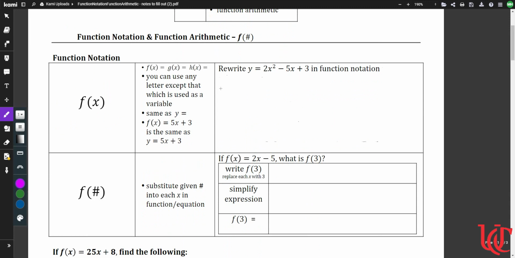in function notation. All we have to do is pick which letter we want. We want to call it function f, g, or h, or any other letter that we like. I'm going to call this h of x because the variable that I see on the right-hand side is x. So I'm going to say that this is the h rule. And then I just rewrite that expression. So h of x equals 2x squared minus 5x plus 3. So that's in function notation. I could have decided to call it f of x if I wanted instead.